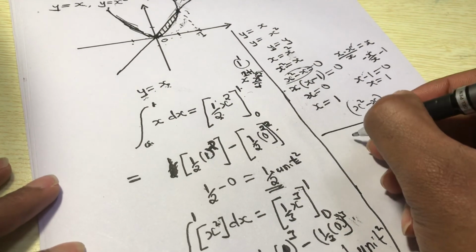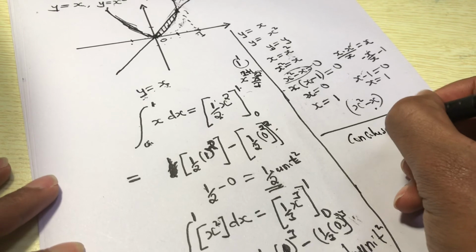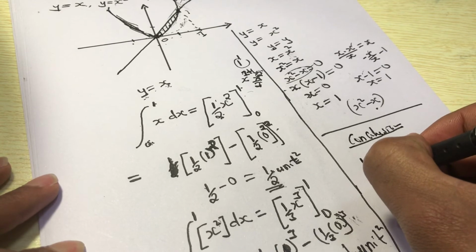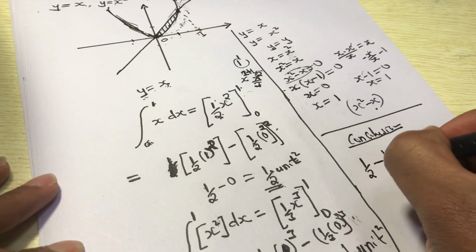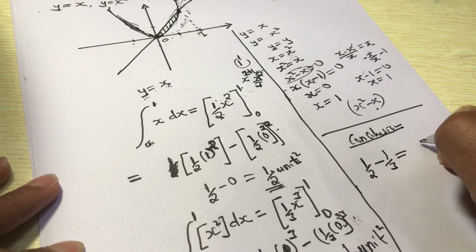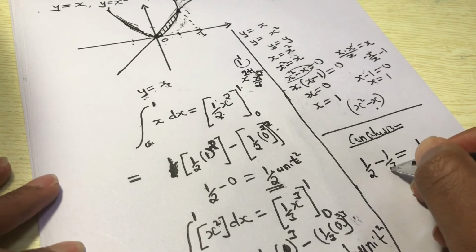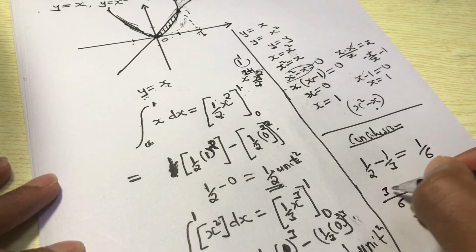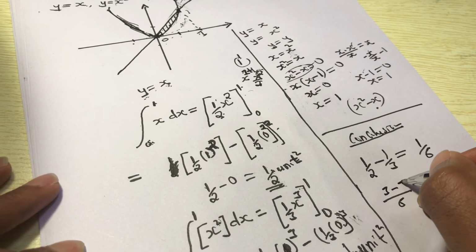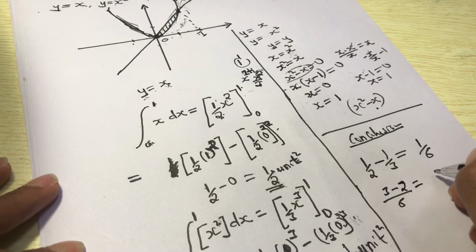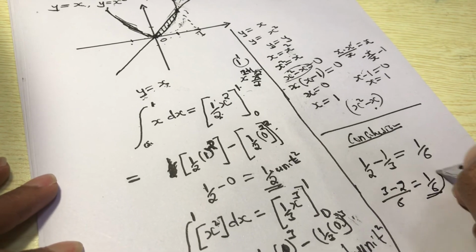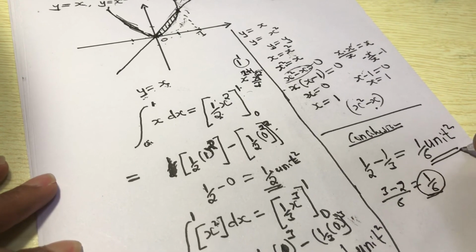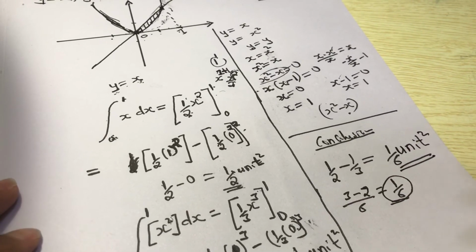Then in the conclusion, we have 1/2, which is a half, minus 1/3. This is 1/6. Yeah, you can use a calculator or you can use LCM. LCM is 6. 6 divided by 2 is 3. Then 6 divided by 3 is what? 2. 3 minus 2 is 1. This one is 6. Good. So this one is unit squared. This is our last answer.